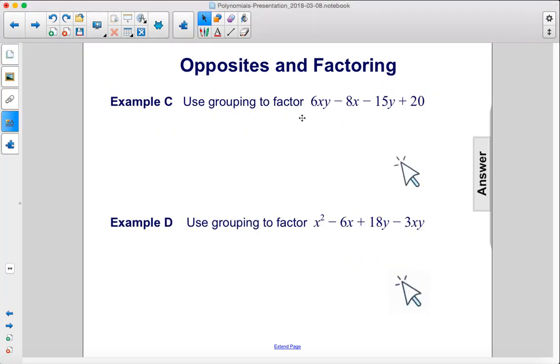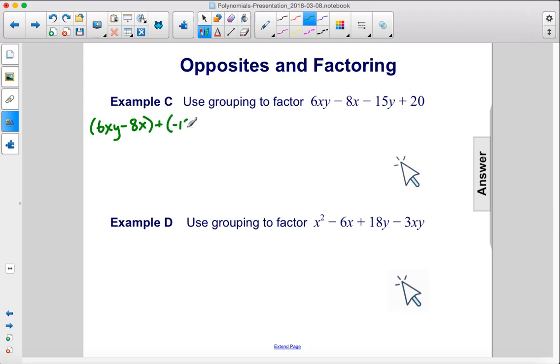Use grouping to factor 6xy minus 8x minus 15y plus 20. All right, so we're going to group it 2 by 2. I'm going to rewrite it over here so I have a little more room to work. Minus 8x, and then we have plus negative 15y plus 20. Now we want to make this a negative. We'll move this negative outside of the parentheses, so that will become 6xy minus 8x minus 15y minus 20.